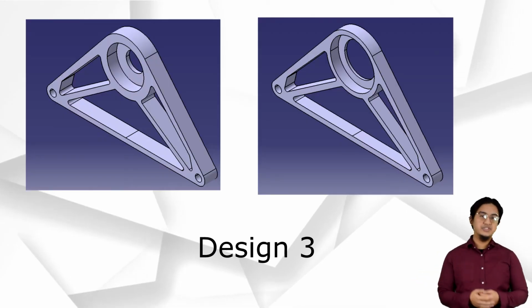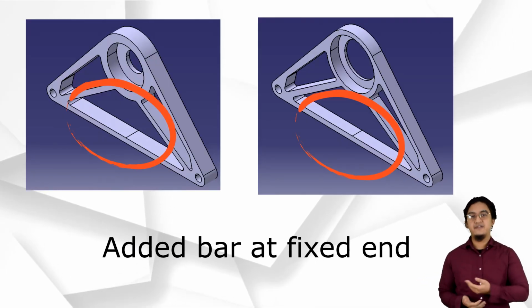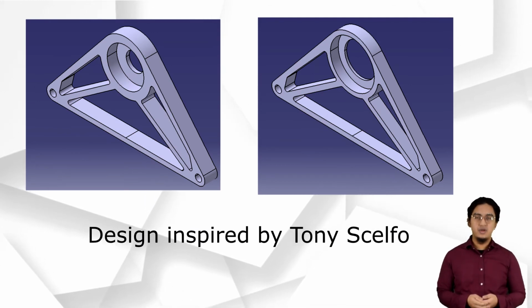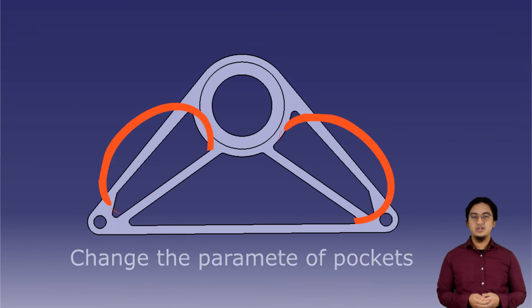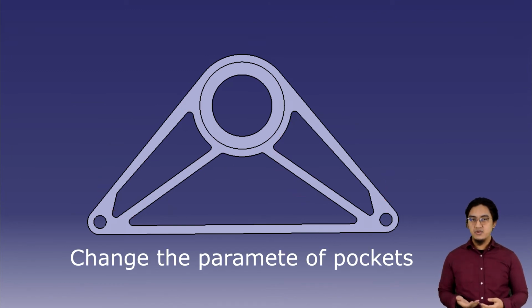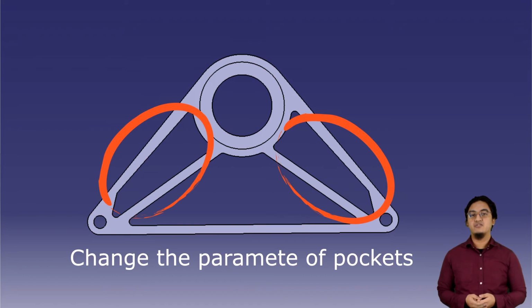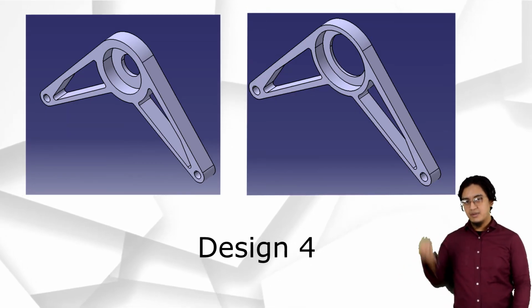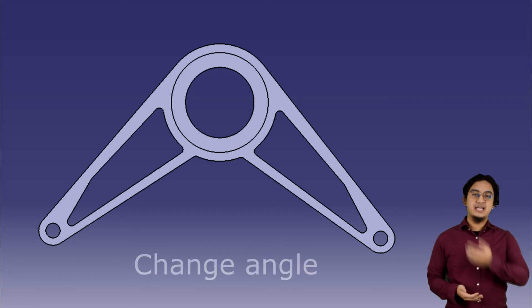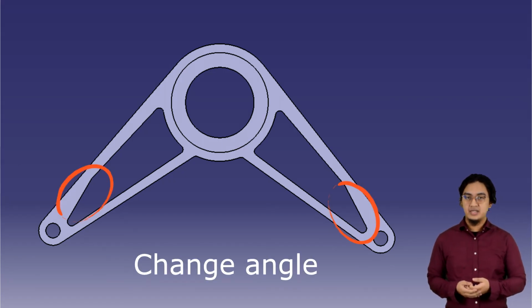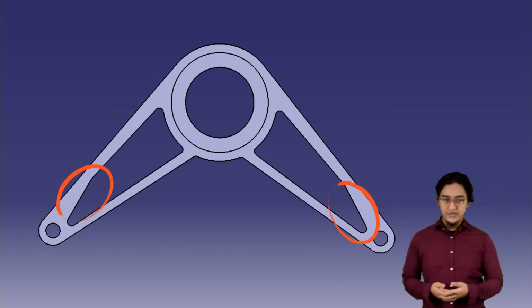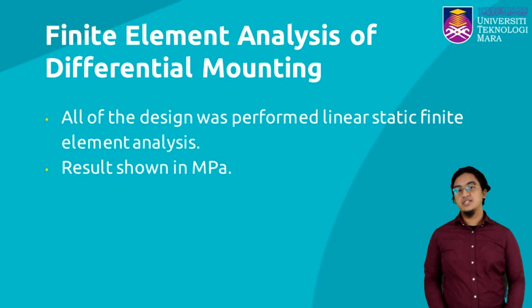This is design 3. I added a bar at the fixed end for design 3. This design was inspired by Tony Scaffold. The parameters of the pockets also changed. Ribs are removed. By doing this, the mass of the mounting can be reduced. And lastly, design 4. I removed the bar from design 3 and increased the angle at this area, because this area will be the critical area. The static linear analysis was performed on all of the designs.